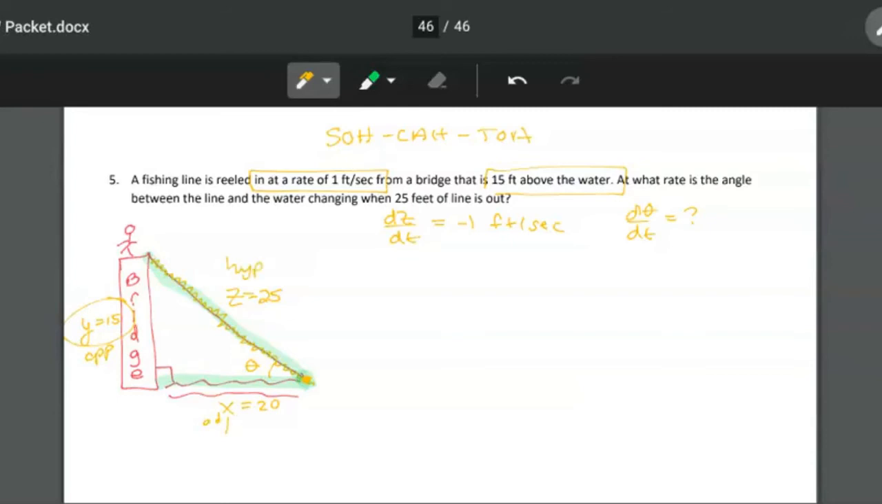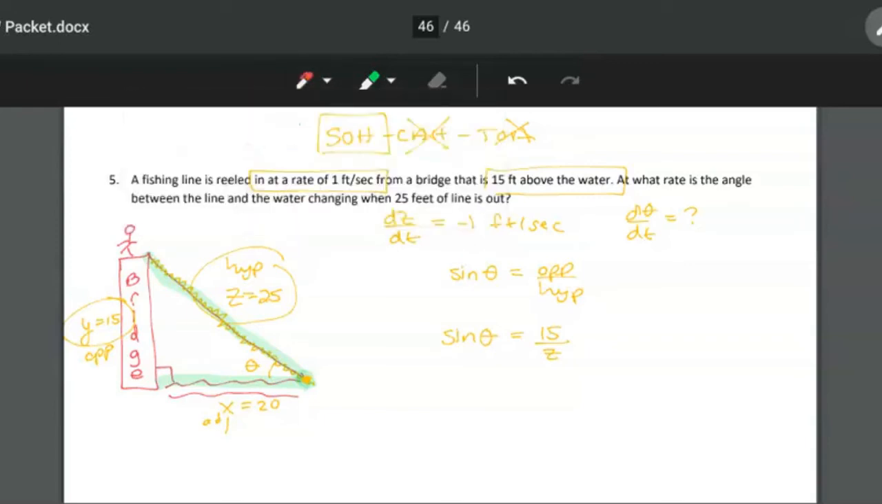So if I want to use opposite, we're definitely not using cosine. And then we know dz dt, so we probably want to use Z. So we want to use opposite and hypotenuse. We want to use sine, so sine's probably going to be the easiest. Sine theta is opposite over hypotenuse. Our opposite is 15. We're allowed to plug that number in because it's not changing. The height of the bridge is not changing. Our hypotenuse, we're going to have to call that Z for now. That's changing. That's the fishing line being reeled in.